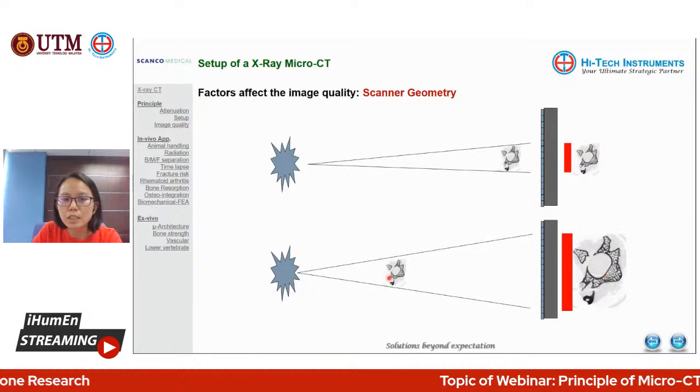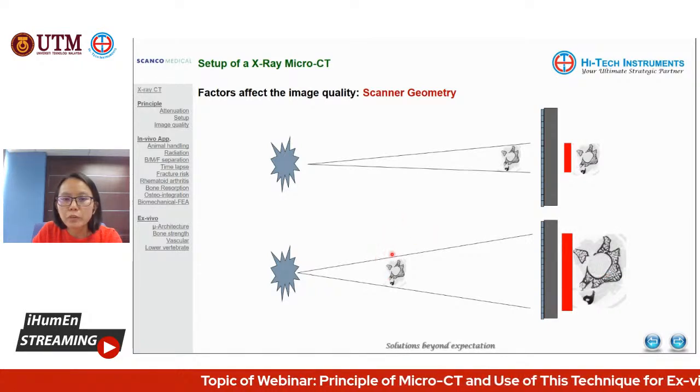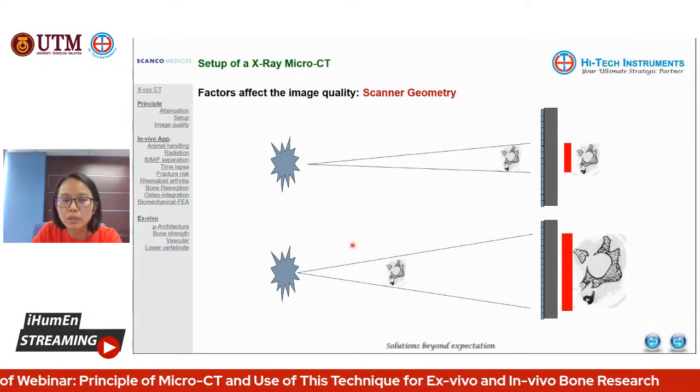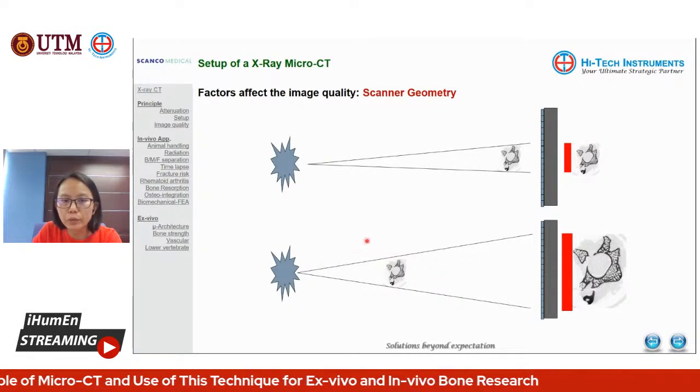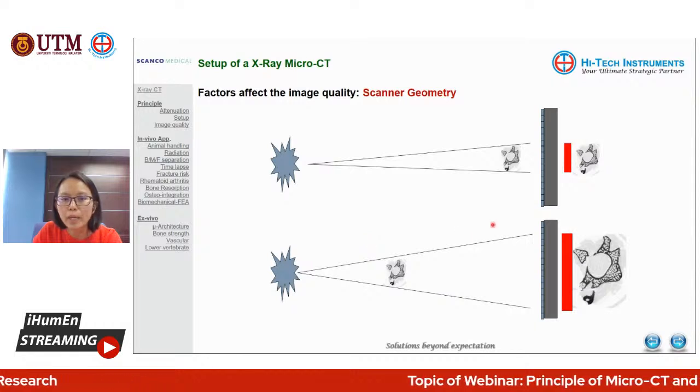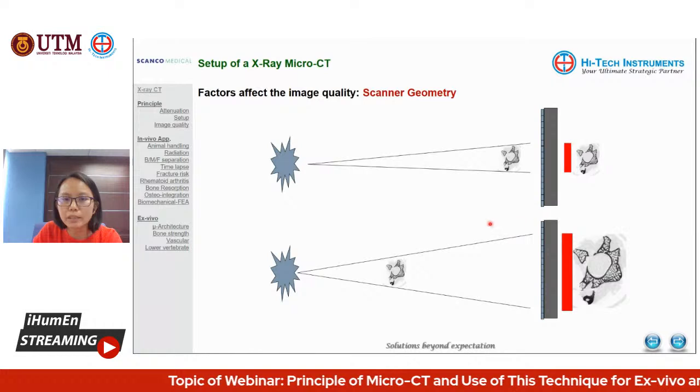But of course, the limitation is the field of view. If you place the sample close to the X-ray source, the field of view, or the sample size that you can image, will be smaller compared to if you place it here, where you can afford to insert a bigger sample size.